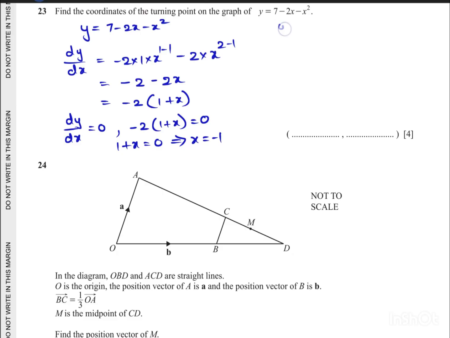Now when x is equal to minus 1, then y will be, substitute in the given equation, 7 minus 2 into minus 1 minus of minus 1 whole square. So y will be, again, simplify. 7 minus 2 into minus 1 is plus 2, minus 1 minus 1 whole square. So minus as it is, minus 1 whole square is plus 1. So it is 9 minus 1, 8. So therefore the coordinates of the turning point are minus 1 and 8.